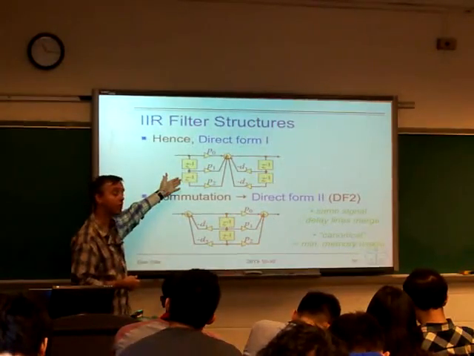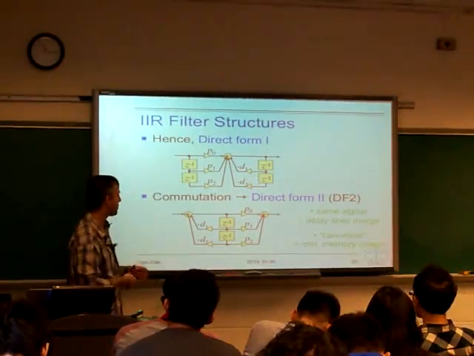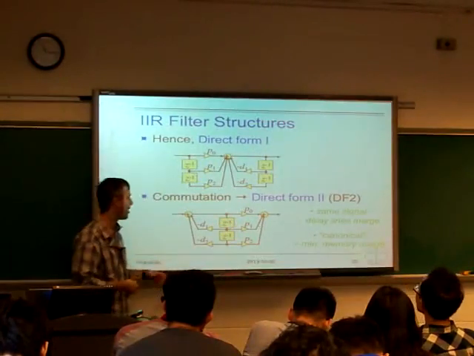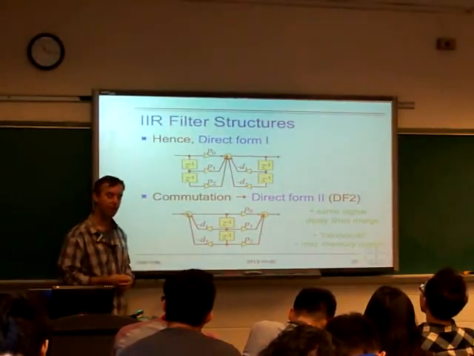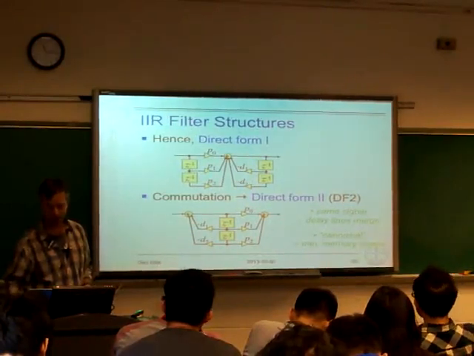This is non-canonical because it uses more memory elements than the order of the system. And this structure has the same coefficients, just in a slightly different order. It's called direct form 2 or DF2. It's a very common structure to implement these systems.